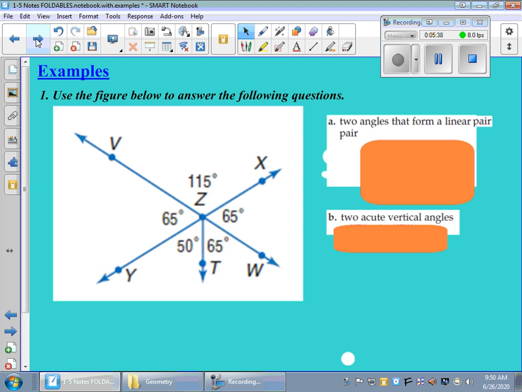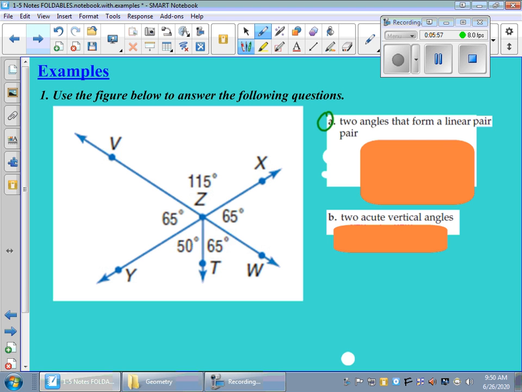So now let's go through some examples, see if we can interpret and try to make some decisions here. Question A: two angles that form a linear pair. So again, go back to your definition. What's our definition of a linear pair? If you don't know, look it up. And then let's review a linear pair.